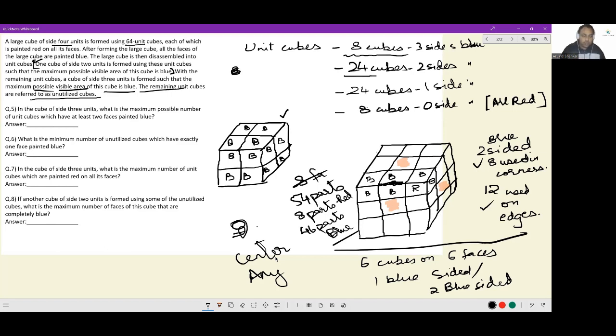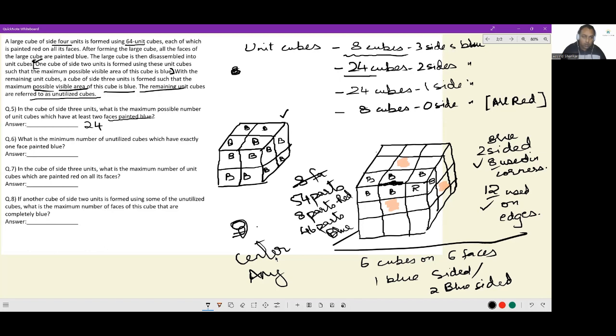Let us get to individual questions now. In the cube of side 3 units, what is the maximum possible number of unit cubes which have at least 2 faces painted blue? Okay, wonderful. See, 8 were used up here, 16 were used up here, and there were only 24 two-sided blue unit cubes available. 20 have been used up here. The remaining 4 also I will use up here. In one blue-sided, I have 6 cubes on 6 faces. I will use up the remaining 4 here. And therefore, the maximum possible number of unit cubes which have at least 2 faces painted blue is 24. All 24 of them can be used up here.